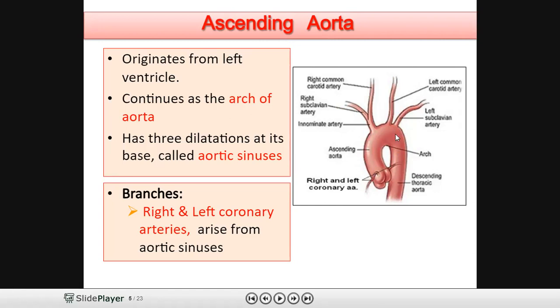Then the arch of the aorta gives the trunk, the brachiocephalic trunk, yeah, on the right. So this innominate artery here is brachiocephalic trunk, okay, on the right. Another name is innominate artery, brachiocephalic trunk. And then on the left, it gives left subclavian artery and common carotid. And then it comes down and becomes the descending thoracic artery, and then it runs down to the diaphragm at the level of T12 vertebra, and it becomes abdominal aorta.